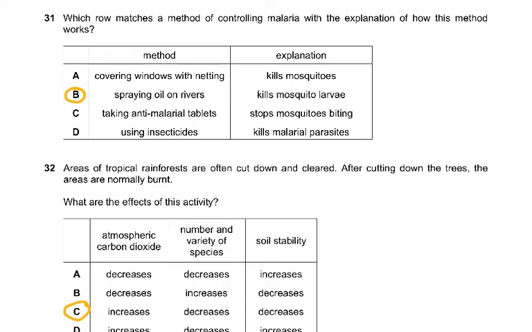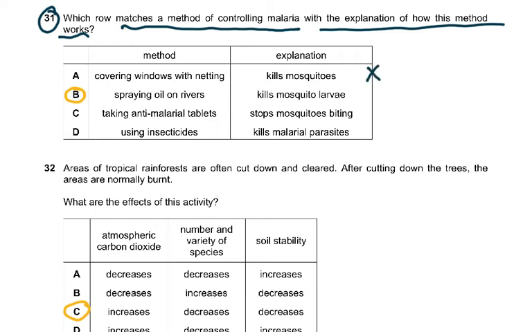Now another very good question. 31. Which row matches a method of controlling malaria with the explanation of how this method works? Covering windows with nettings. If you have windows with nettings, well, what will it do? It will prevent the mosquitoes entering your homes. So then they won't be sucking your blood and they won't be disturbing your sleep. So it doesn't kill mosquitoes. You just prevent them from entering the house if you have netting or jali on your windows in the house.